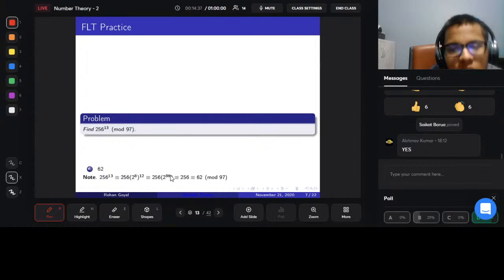2 to the 96 is congruent to 1 mod 97 because of Fermat's little theorem. So we get that this is equal to 256 mod 97. 256 is congruent to 62 mod 97 because 256 is 97 into 2 plus 62. So the answer is D, 62. Awesome.